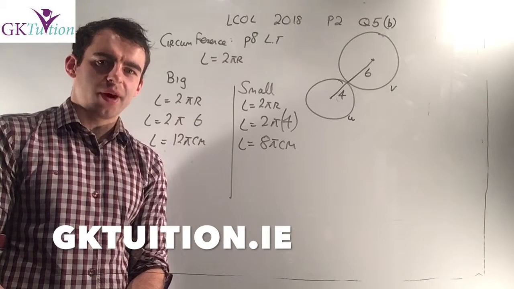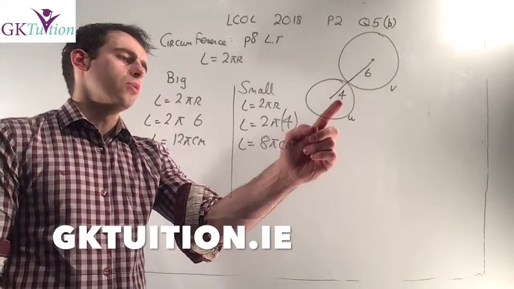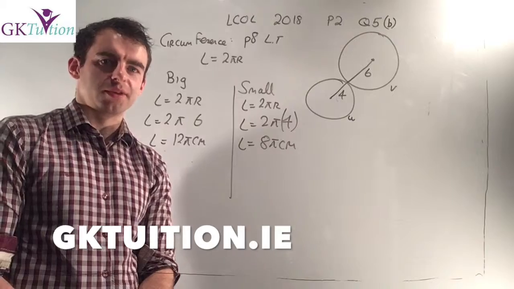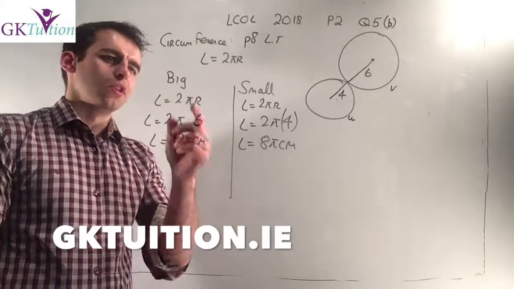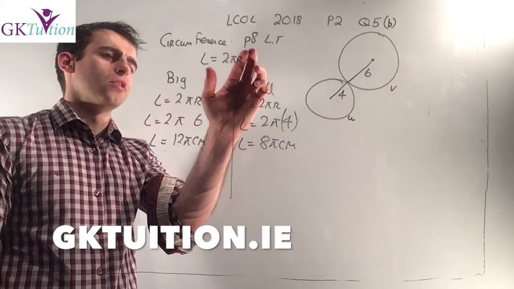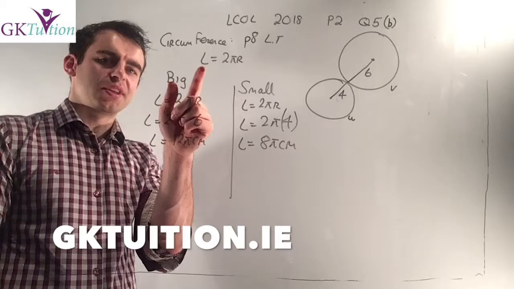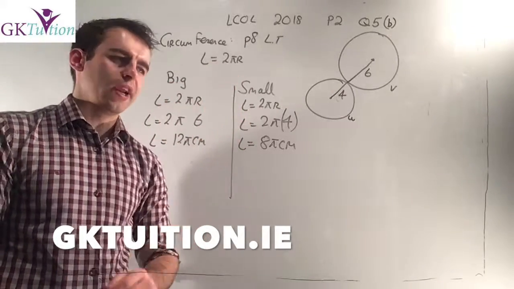Okay, so for the second part of this question, we're introduced to 2 different circles. The circle U with a radius of 4 centimeters, the circle V with a radius of 6 centimeters. We're asked to find the circumference of each circle. So in order to get the circumference of a circle, the formula is on page 8 in the log tables. And it says L, which stands for the circumference, is equal to 2 pi r, where r is the radius.